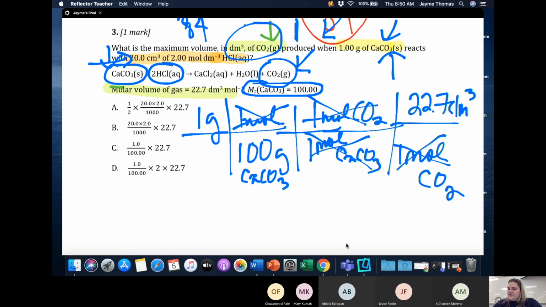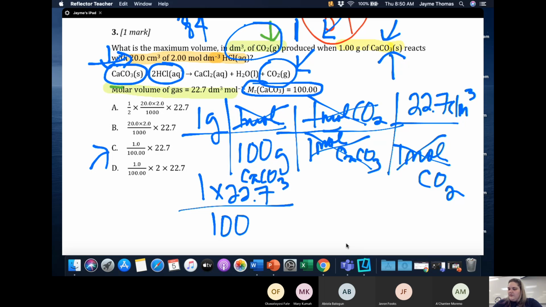So if this is the correct one, then it would be 1 times 22.7 divided by 100. Okay. So if that's the correct answer, 1 divided by 100 times 22.7, which looks like answer choice C, right? It's written slightly differently, but it's the same thing. So that's a possibility. But we also want to check the other reactant, the hydrochloric acid.